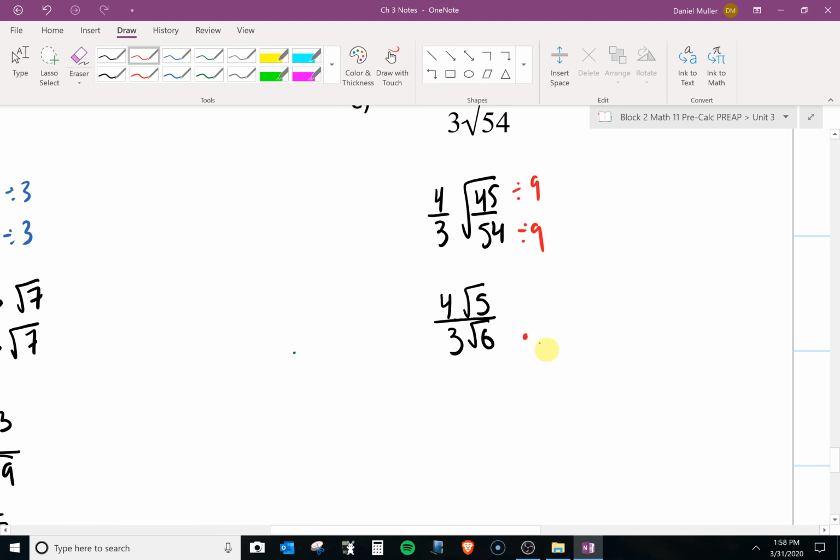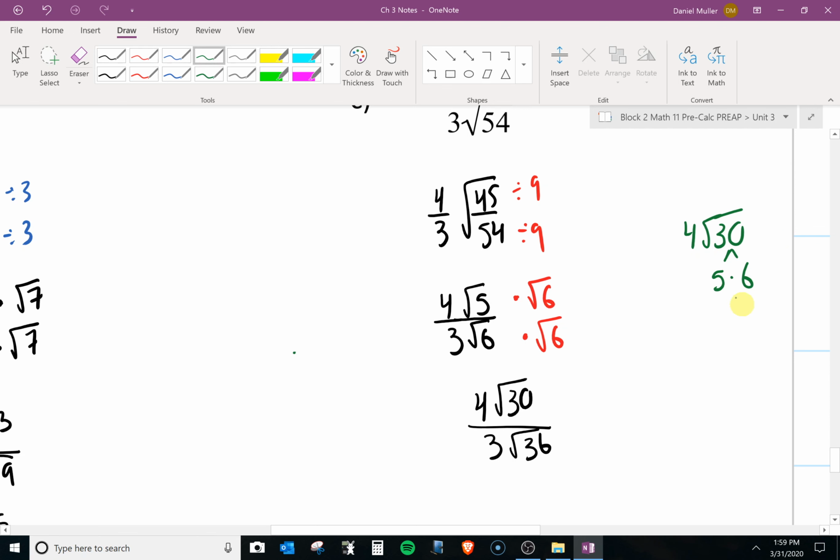Now when I rationalize, I'm doing a number that's a lot easier, especially when you don't have a calculator. So on the top, the outside number is a 4, and the inside numbers are 6 times 5, which is 30. On the bottom, the outside numbers are 3, and the inside numbers are 36. So let's take a look for square root 30. Does this need to be simplified? Well, 30 is going to be 6 times 5, or 5 times 6.